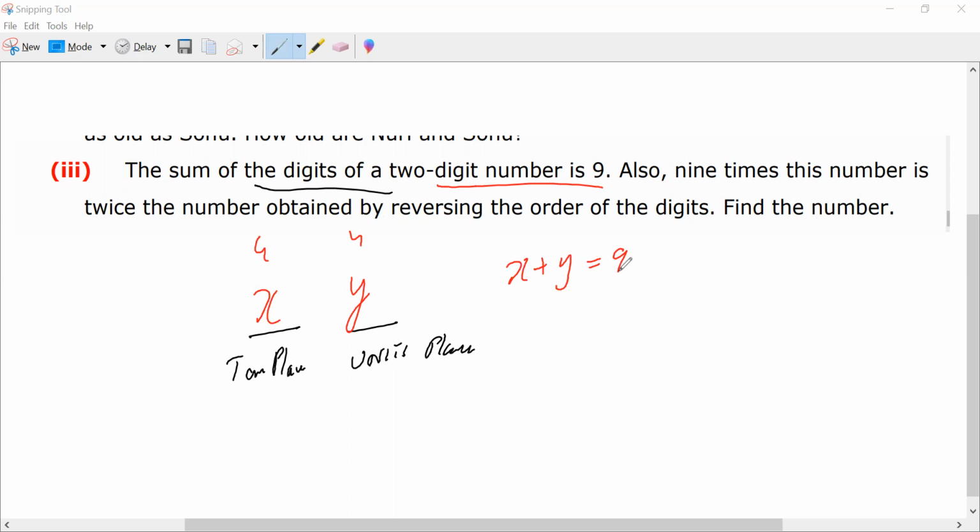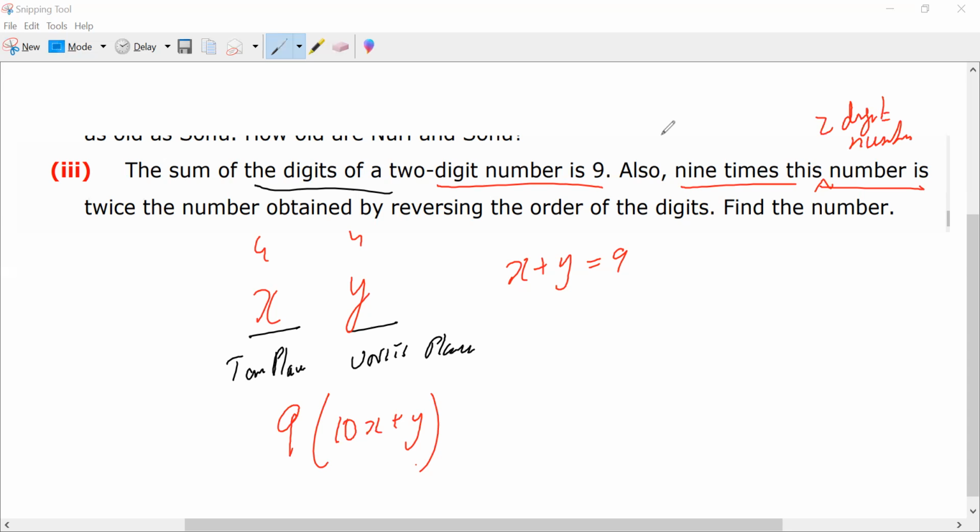Correct? And next thing is, also 9 times this number is twice the number obtained by reversing the order of the digits. Also 9 times this number. Which number? This 2-digit number. What is my 2-digit number? 2-digit numbers in tens place and units place will come, right? Correct? So 9 times, in the sense 9 into 10x plus y. If anyone hasn't understood this thing, I'll explain very clearly.